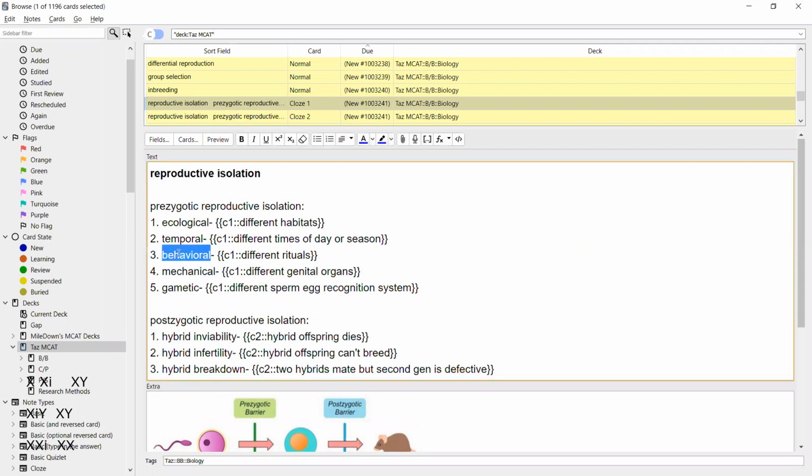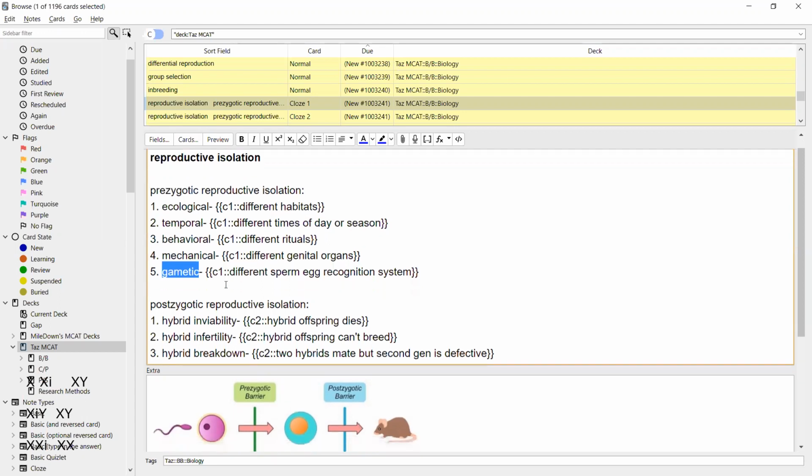Then we have behavioral. This is just like a catch-all, like, if they don't behave the same way, then they're not gonna be able to mate. I think this is mainly referring to mating rituals and stuff, like if they don't respond to the same rituals. Mechanical is obvious: if they don't have compatible genital organs. Gametic is that, okay, let's say all of this is working, but when it comes down to it, their sperm and their eggs are not compatible. So then, no good. So those are all the different possibilities for why species would be isolated from each other.